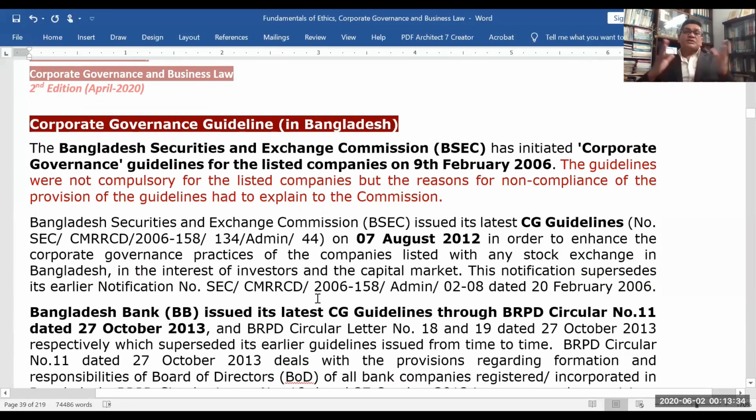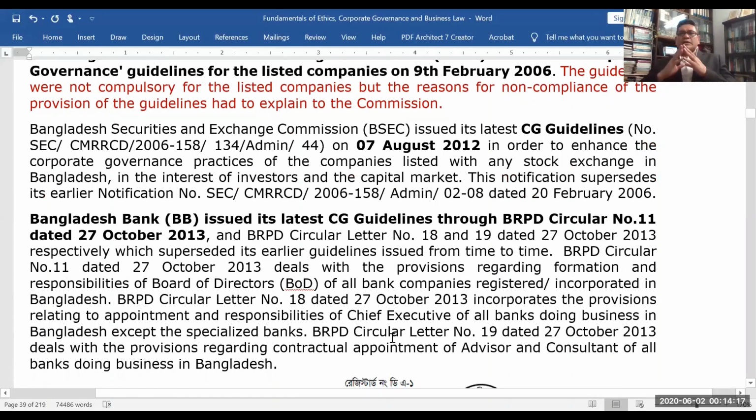If you see here the corporate governance guidelines in Bangladesh, in the year 2006 is the first time corporate governance guidelines were published by the Securities and Exchange Commission for the listed companies. And the guidelines were not compulsory for the listed companies, but the reasons for non-compliance with the provisions of the guidelines had to be explained to the commission, because that was not mandatory. Just explain it, yes or no.